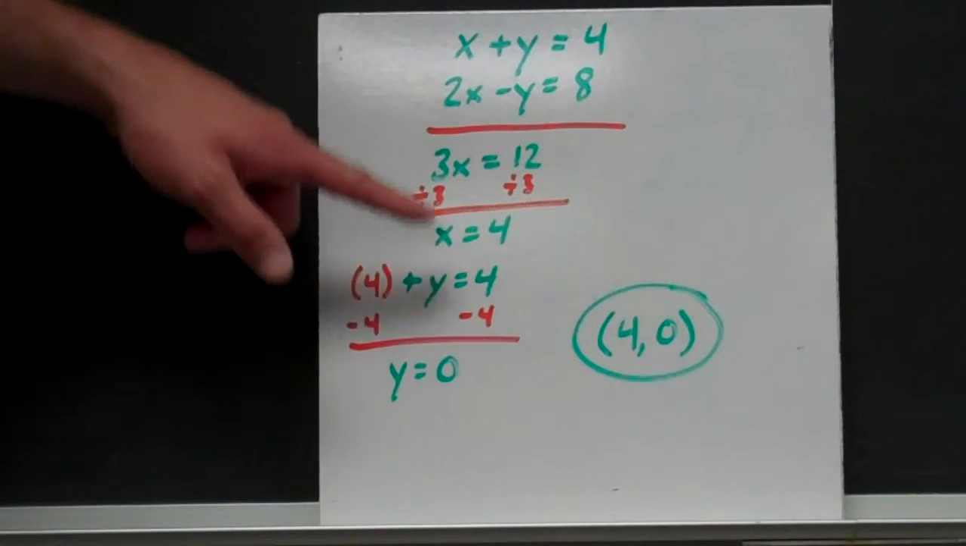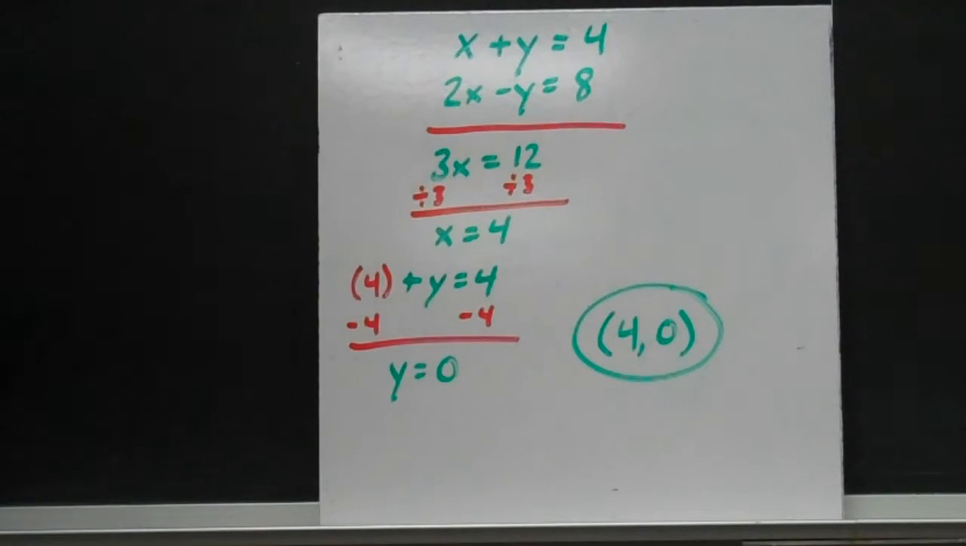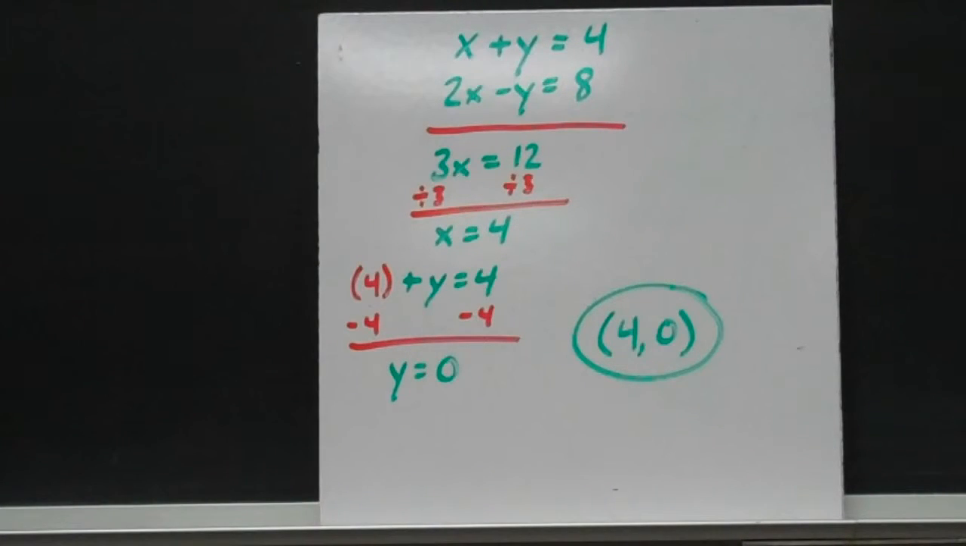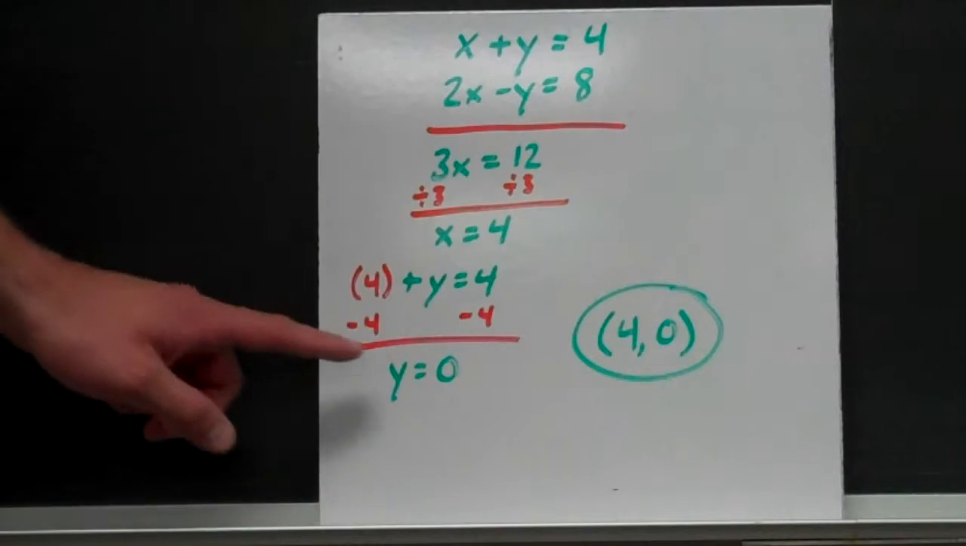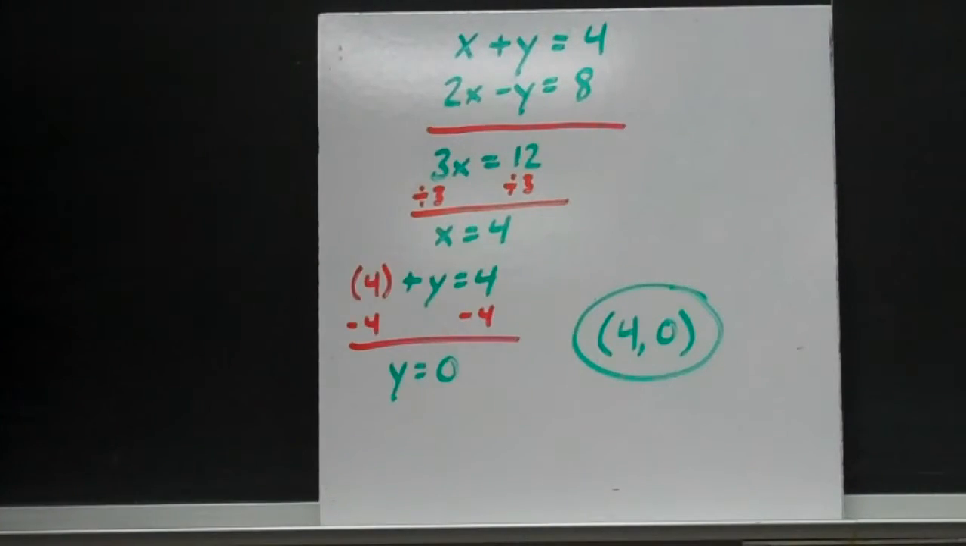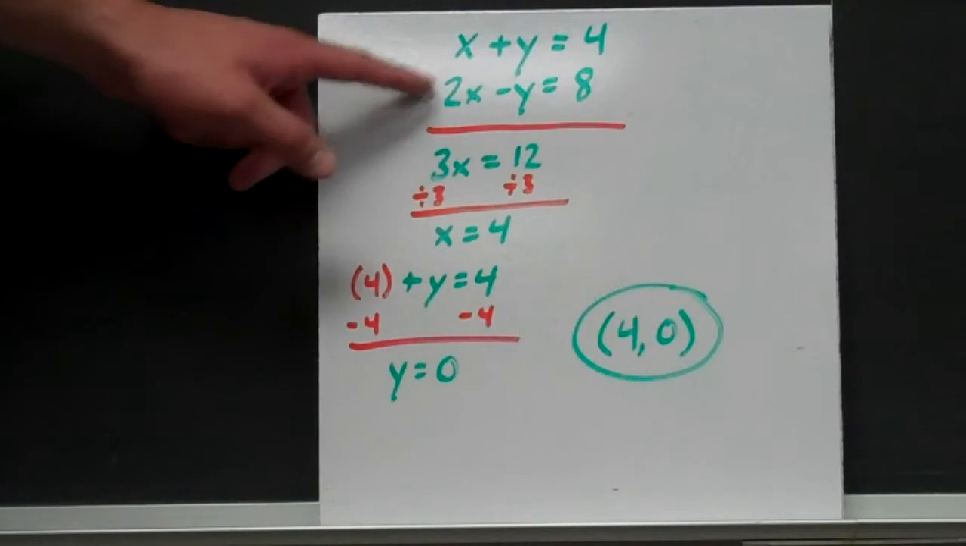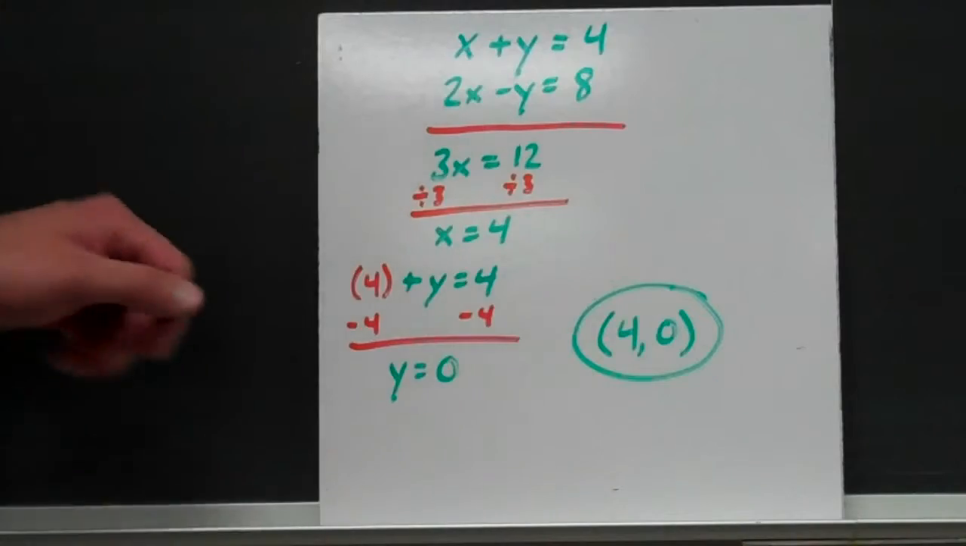We take that 4 and we plug it back into one of these equations to solve for y. So if we plug it into the first equation, we have 4 plus y equals 4. We subtract 4 from each side and we get y equals 0. So our answer is (4, 0). And we can check that by plugging it into the second equation. 2 times 4 is 8, minus 0 is 8.